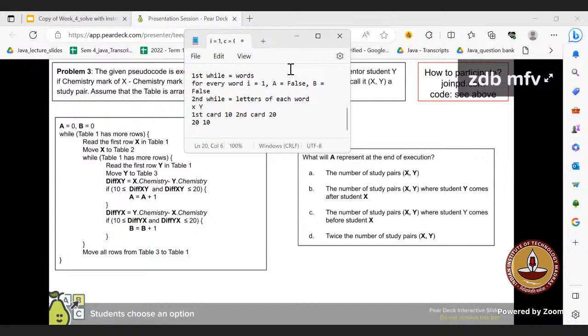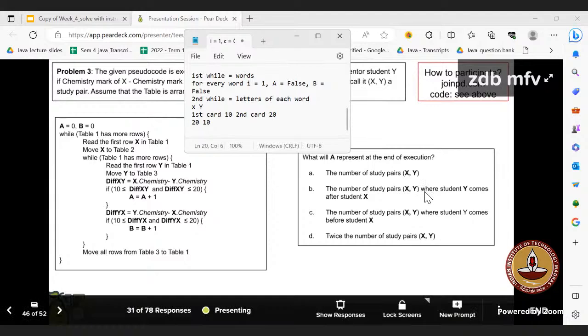So ma'am, in the question, y comes after x. Y comes after x means the sequence we are telling. It is not about the marks. So x and y will be a study pair only if x dot chemistry is greater than y dot chemistry, then only we will say x and y are study pairs.